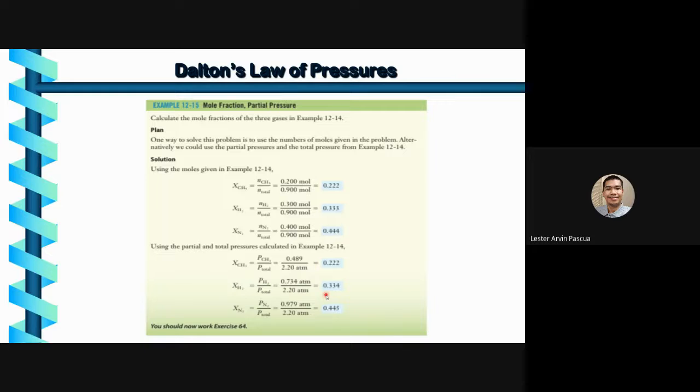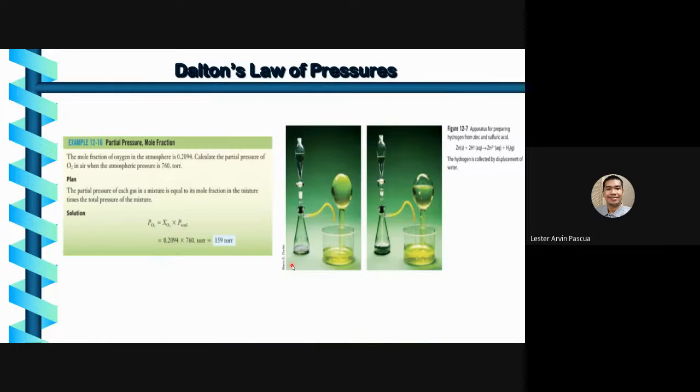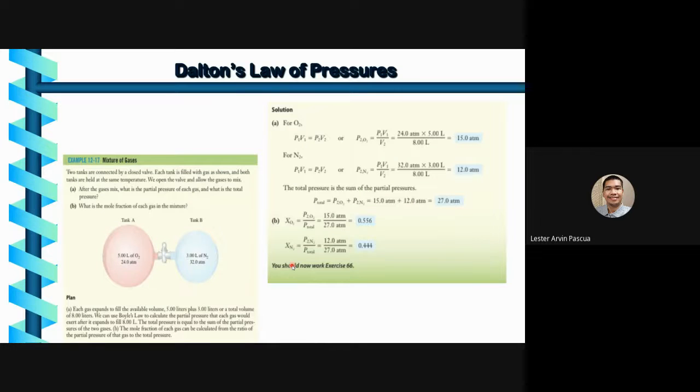And mapapansin nyo na yung mole fraction mo, whether you use the number of moles or you use the pressures, pareho lang yung nakuha mong sagot. So, ganun sila. No? Kumbaga related lang sila. Kahit gamitin mo is the number of moles or gamitin mo yung pressure tapos total pressure, pareho lang yung nakuha mong mole fraction. Sorry. Yan. So, this is just parang example. No? The calculation.